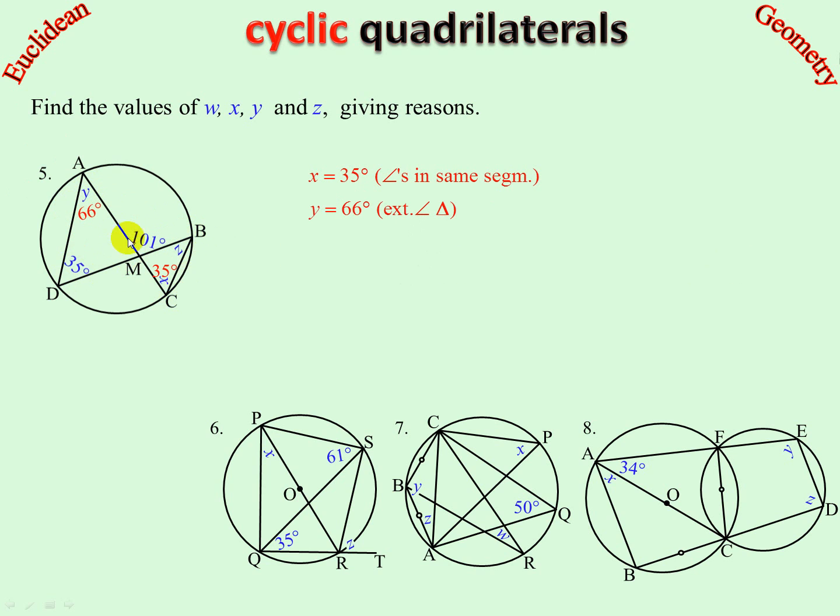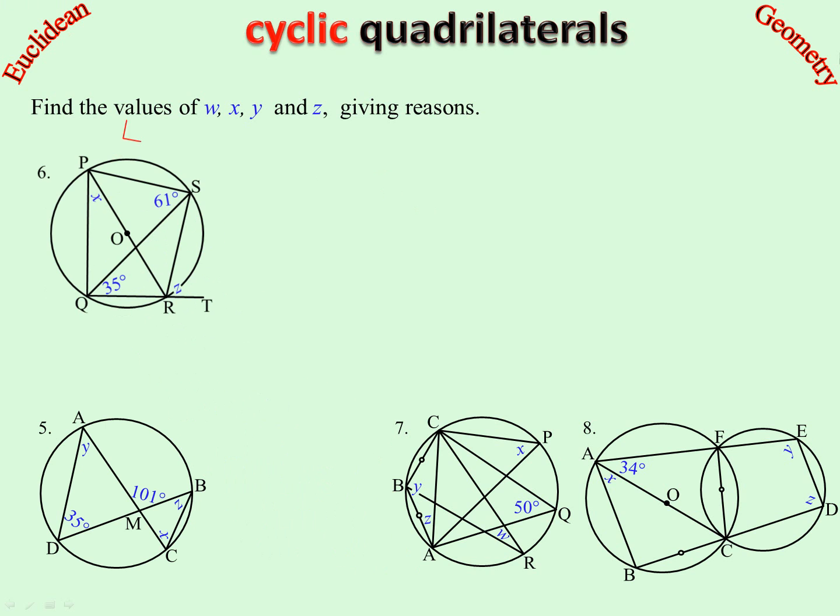Here's the bow tie. Here's the angles in the same segment again. So therefore, z also equals 66, angles in the same segment. Straight away I've done that. It's quite useful to do that immediately. One of the things, I see a diameter, so straight away I know 90 and 90.